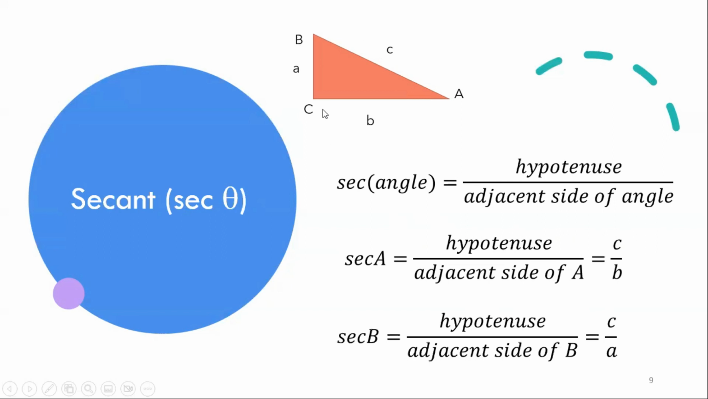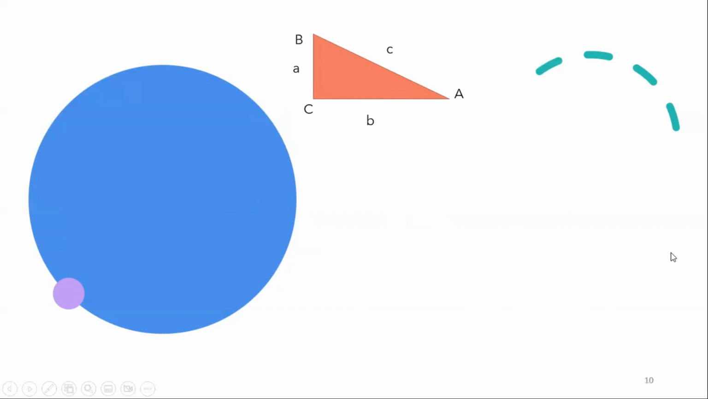Secant of B is equal to the hypotenuse over its adjacent side, which is side A. So therefore, secant of B is C over A.